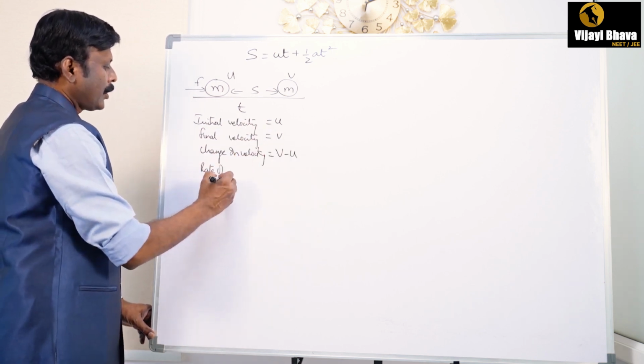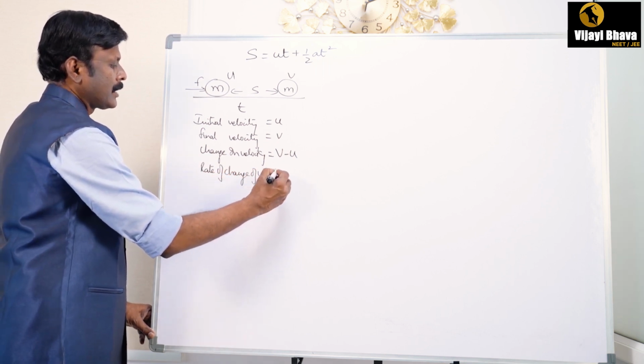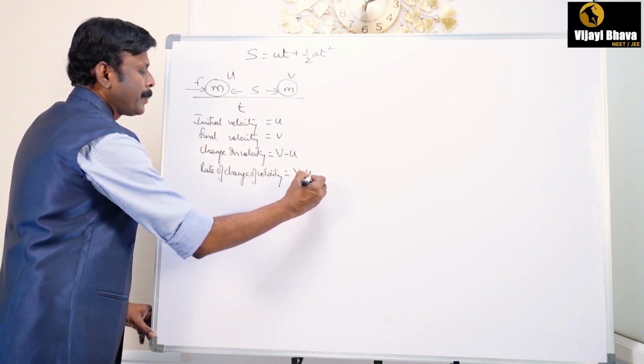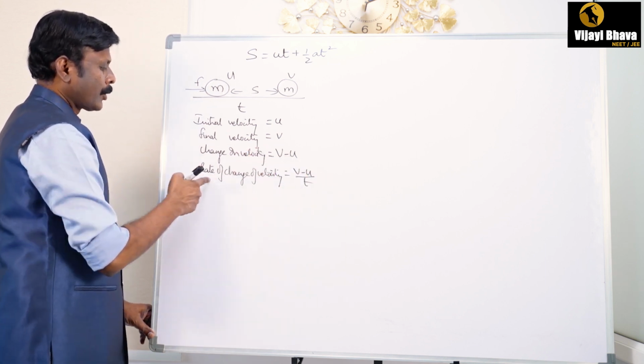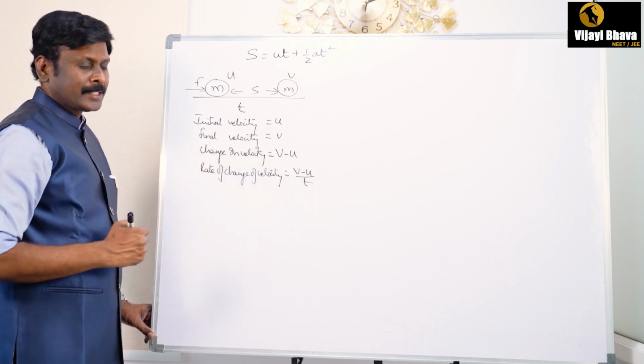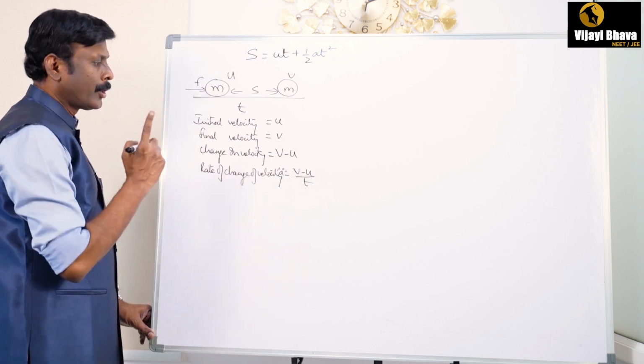Next, the rate of change of velocity. Rate of change of velocity is change by time. So here the change is v minus u and the time is t. So rate of change of velocity is v minus u by t. This can also be considered as acceleration of the body a.